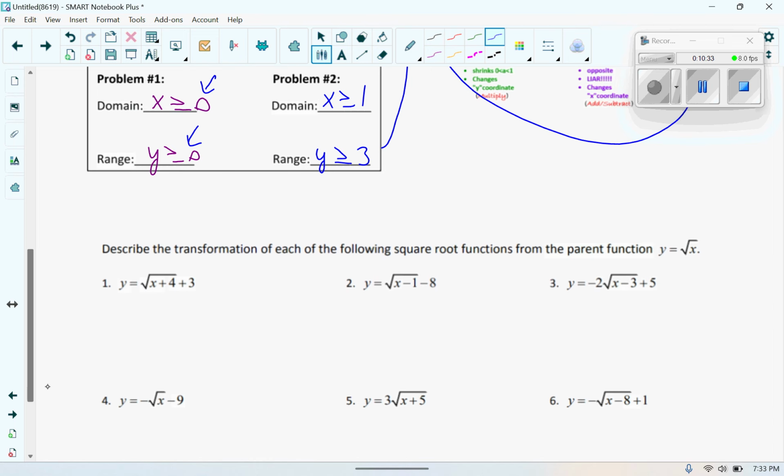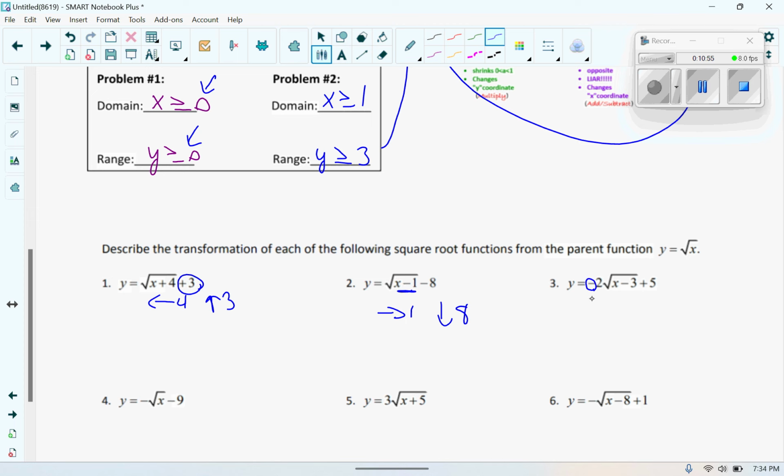And so we're going to go down here and see how it applies to square root functions. These should be totally familiar. So this one is going to be left 4, because we never trust our x's. And then this is up 3. This one is going to be right 1 and down 8.